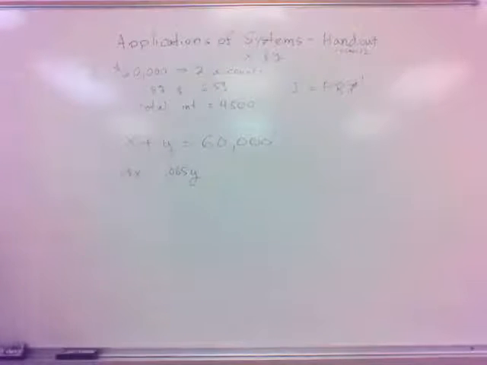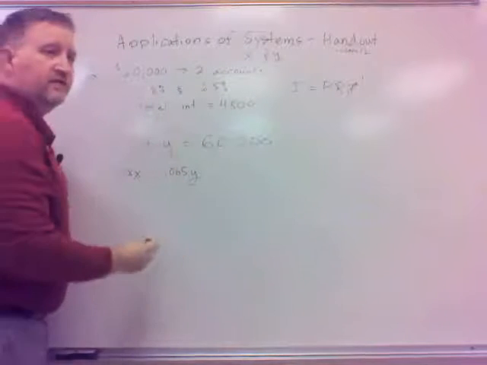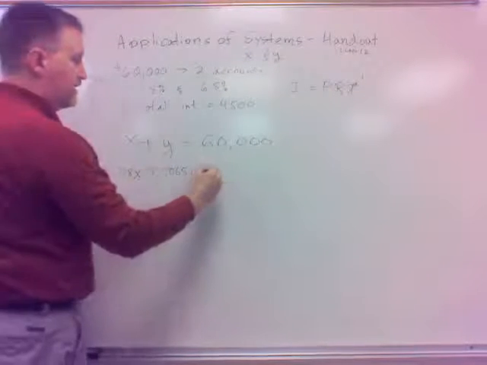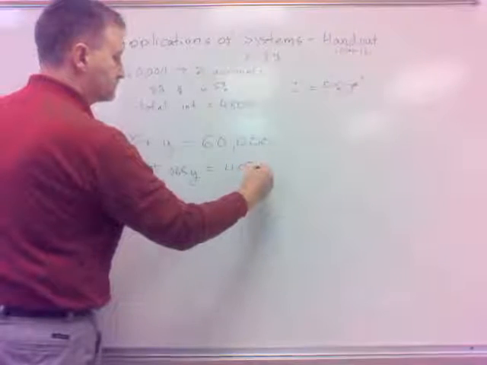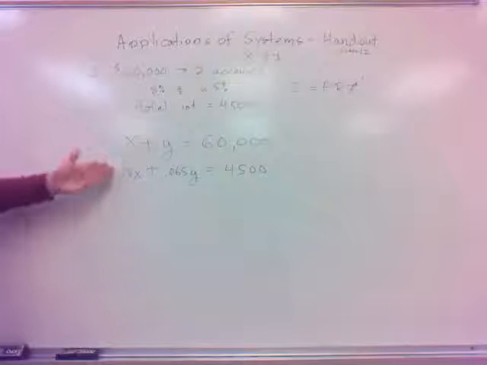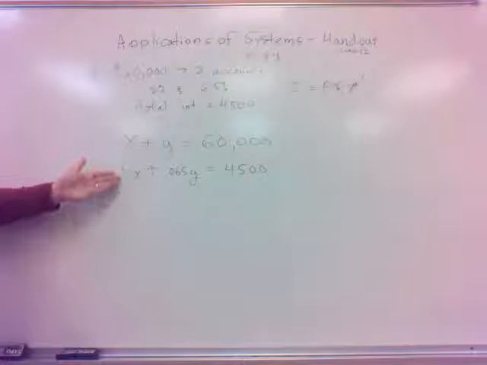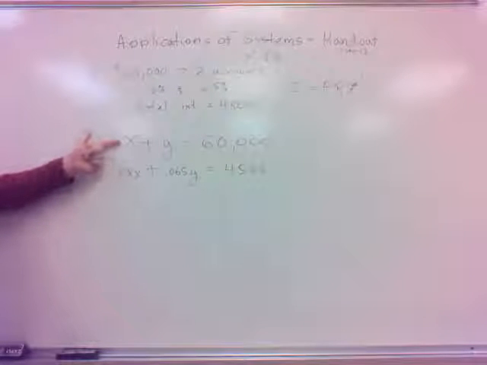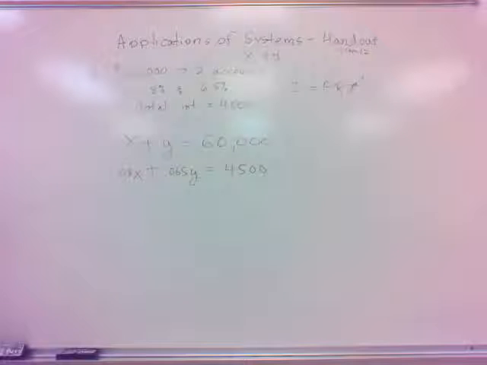And what I know about those two is that they total 4,500. So add those two up, and you do have 4,500 there. Okay. Now this one could go either way. We could eliminate. We could multiply this one by negative 0.08, but this one also is a good one for substitution.